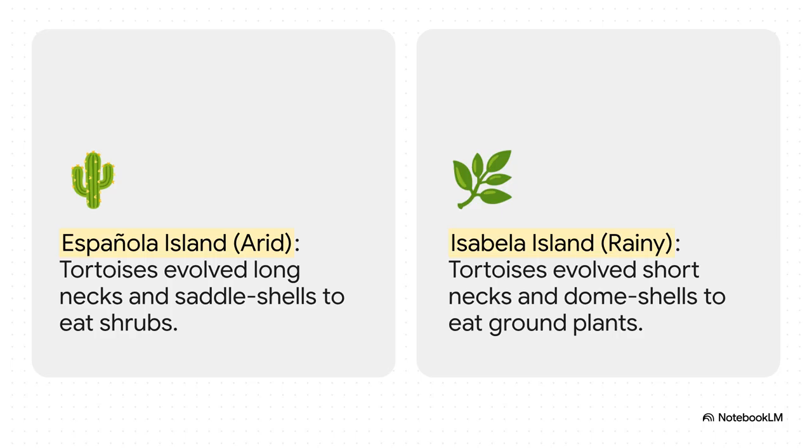On the really dry islands, tortoises that happen to have longer necks could reach the high-up shrubs, so they survived better. But on the rainy islands, where there were plenty of plants on the ground, that long neck trait wasn't really an advantage. So after generations and generations of being separated and edited by these totally different environments, they became completely distinct species. And that is how new branches form on the great tree of life.